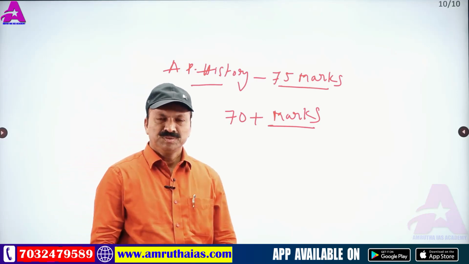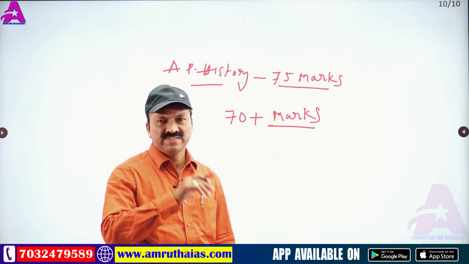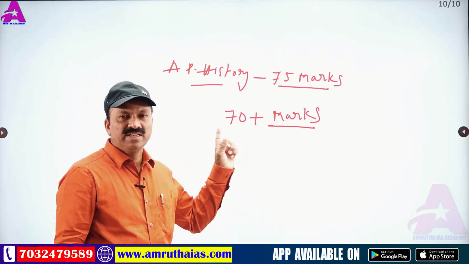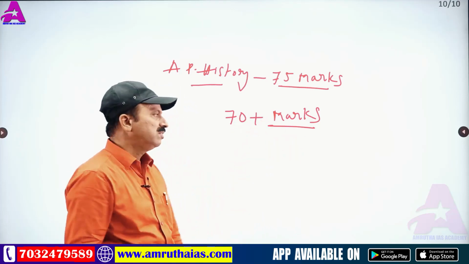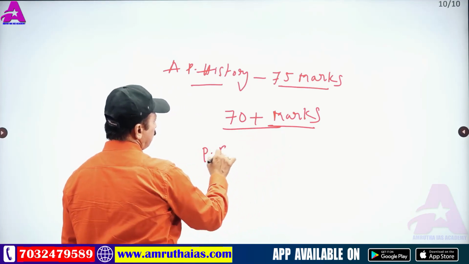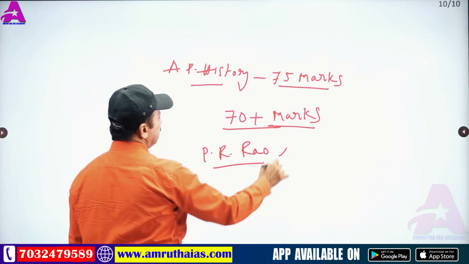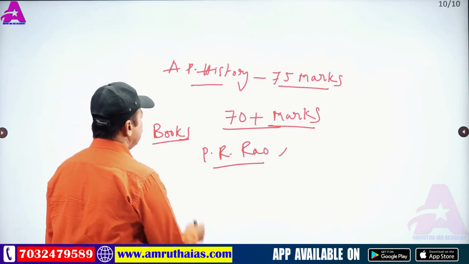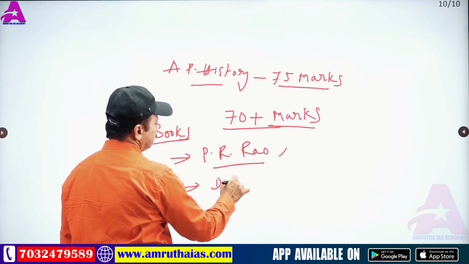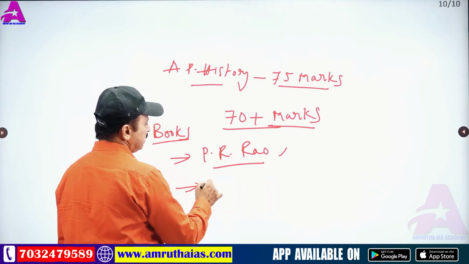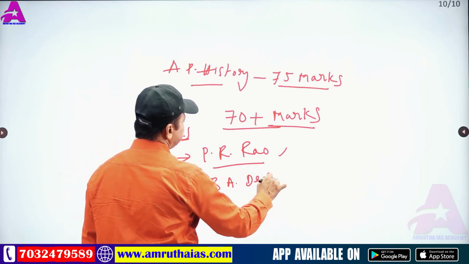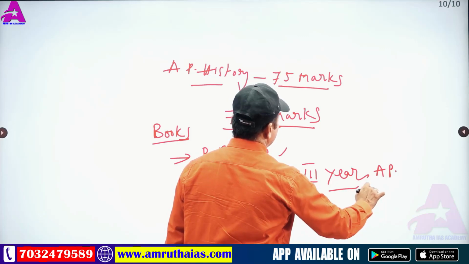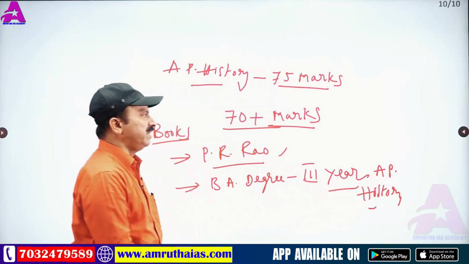Okay, that is important, you know well, right? The PR Rao book is there, an English medium book, and the Telugu Academy third year book is there. Degree third year AP history can be gone through. The degree third year English medium book is available. One is the PR Rao book, P. Raghunath Rao's book, that is available. PR Rao is one of the important AP history books. Then the BA degree third year AP history book, you can also go through that. And the Telugu Academy book is also available for AP history.